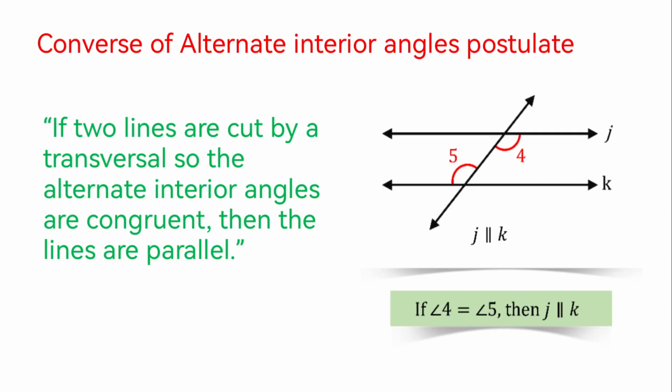If two lines are cut by a transversal so that alternate interior angles are congruent, then the lines are parallel. So again, it can be further understood by this figure, wherein angle 4 is congruent to angle 5. Then our conclusion is that line J is parallel to line K.